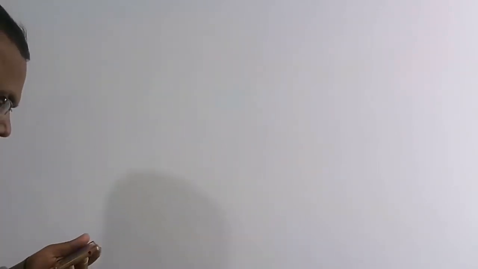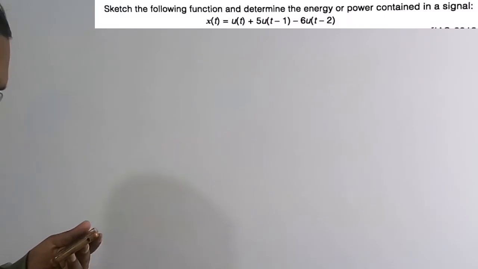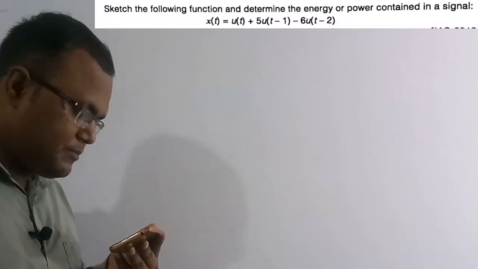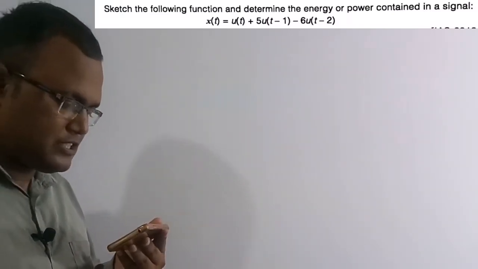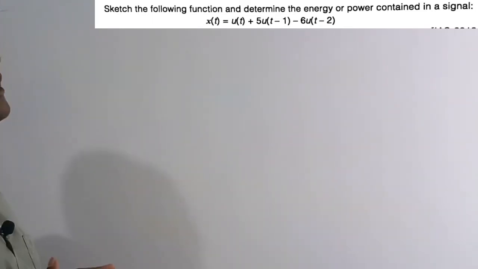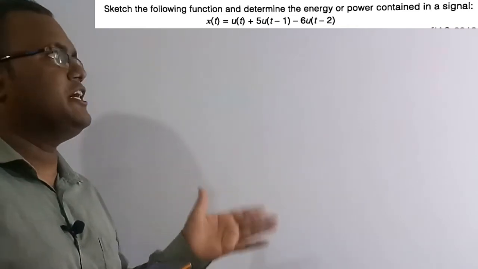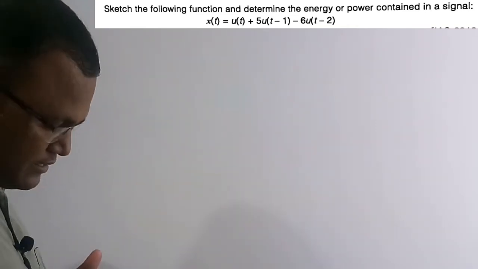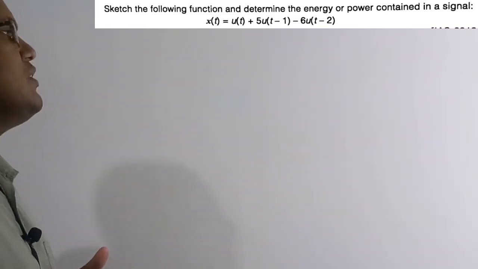See the question here. Sketch the following function and determine the energy or power contained in a signal. So x of t is equal to u of t plus 5 into u of t minus 1 minus 6 of u of t minus 2. So for this function we need to sketch the function, and also we need to find either energy and also the power. And this question is given in the IS 2010 for 5 marks. So let's solve this numerical.